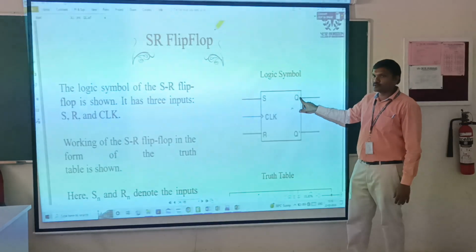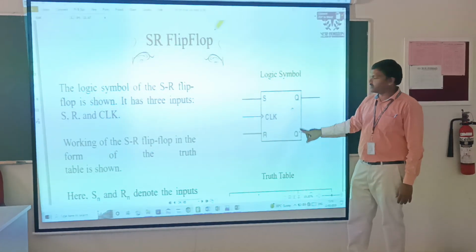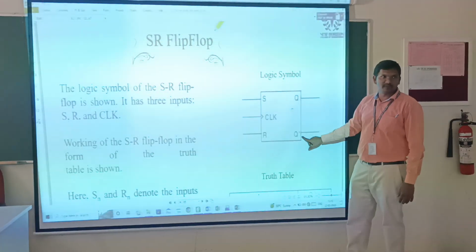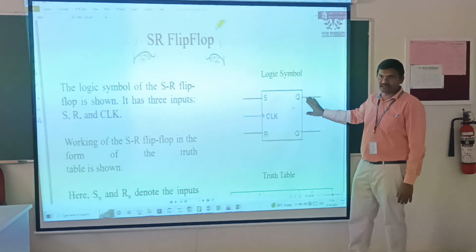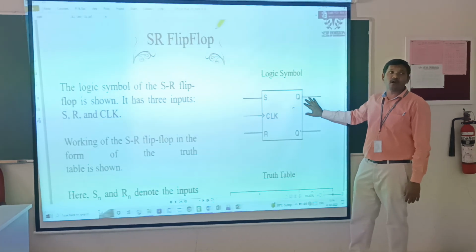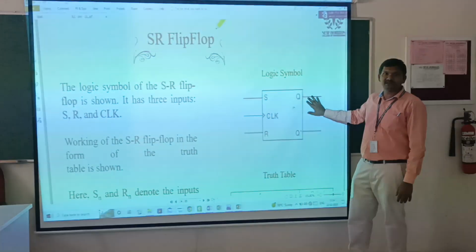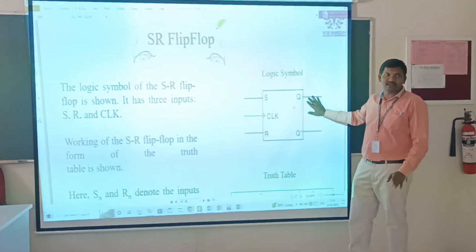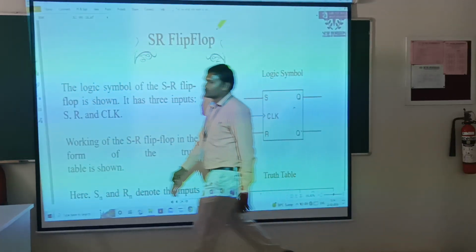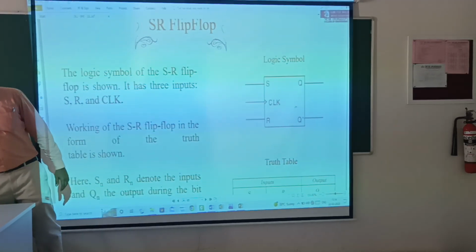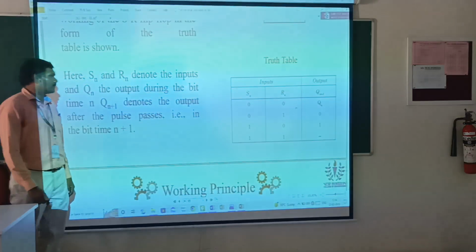So always Q and Q bar cannot be the same. If Q is equal to 1, Q bar should be equivalent to 0, and if Q is equal to 0, Q bar should be equivalent to 1. This condition should be satisfied for all the flip-flops. When this condition is not satisfied, then it is violating the basic condition of being a flip-flop. So having said that, let us move on to the truth table of the SR flip-flop.